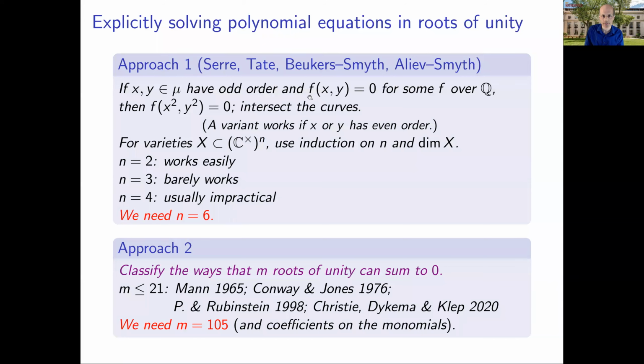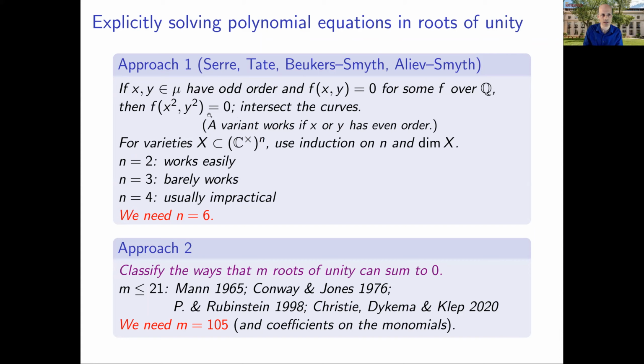So here's the point. If you have a solution to this, you can apply a Galois automorphism that will send every root of unity of odd order to its square. And because f has rational coefficients, if you apply that Galois automorphism to this equation, you'll get another equation that says that f of x squared comma y squared is also 0. So now any such solution x, y must satisfy both of these equations. So now you have two polynomial equations in two variables, and you can solve them simultaneously.